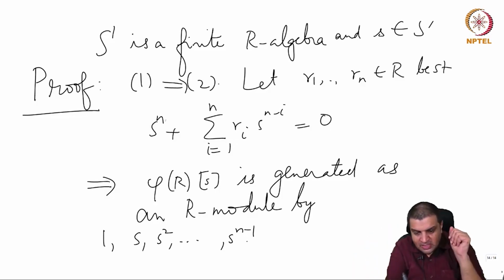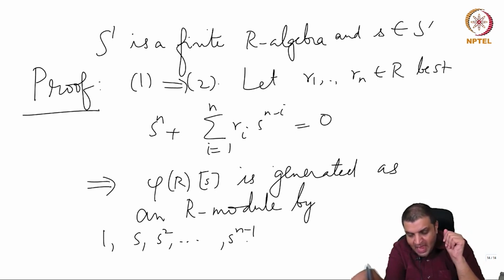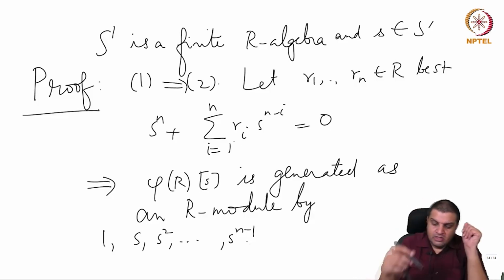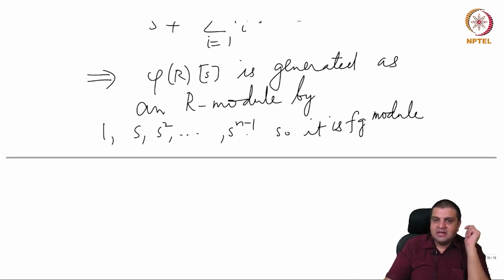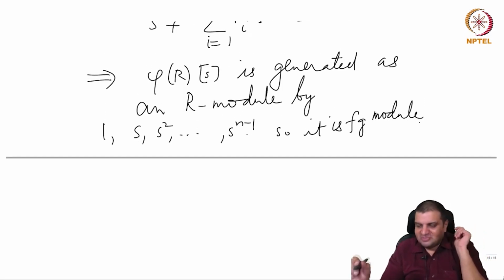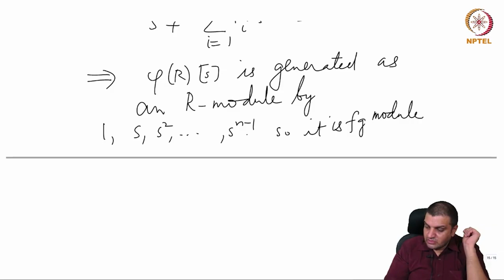But as soon as we see an s^n, we can use this expression to bring the degree down using elements of R. Okay, so this is generated by this. So it is finitely generated. So it is a finitely generated module. So remember, this finite algebra means finitely generated module. Okay, so it is.